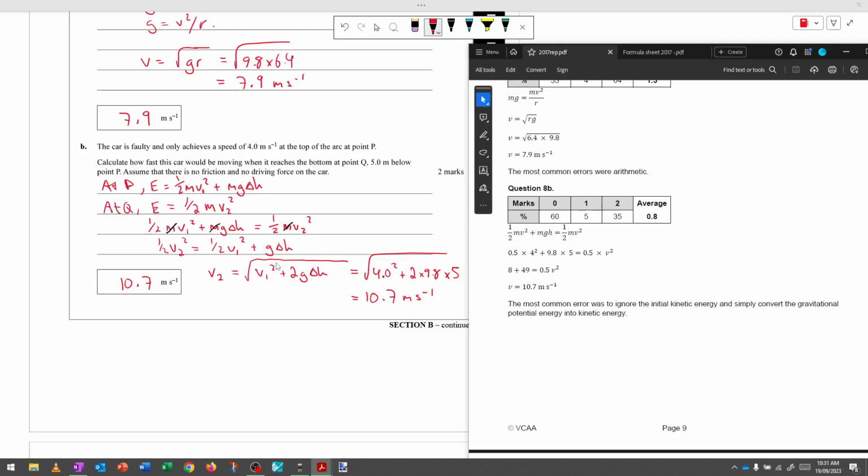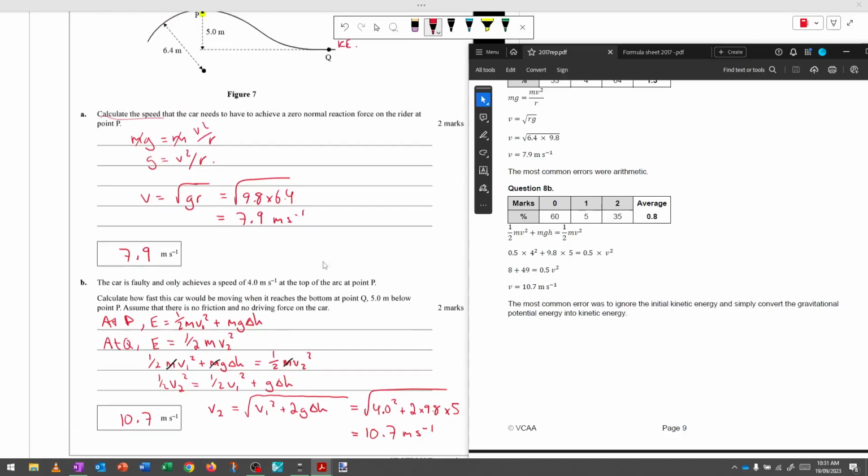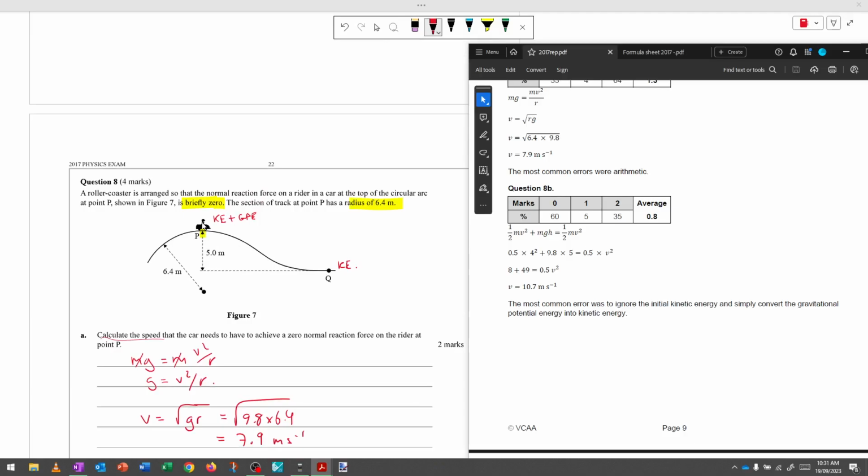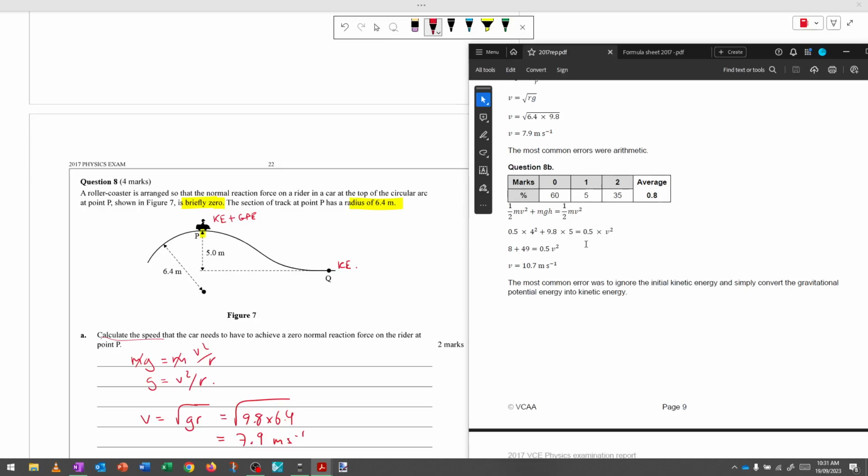Which we then solve for v2. The most common error was to ignore the initial kinetic energy and simply convert the gravitational potential energy to kinetic energy. So yeah, some people just said, they're not moving, so whatever gravitational potential energy they lost in that interaction was then the final kinetic energy at that point, and then they solved for v that way. But they ignored that it still had kinetic energy at this point, so we had to add that in to our final answer there. Okay.